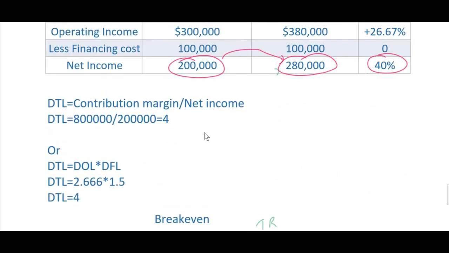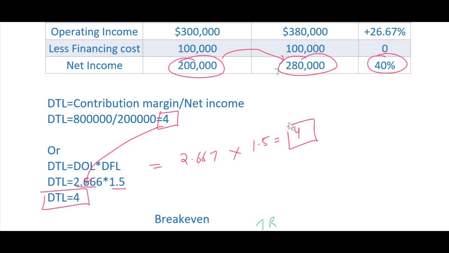So you can be asked both ways. First is the contribution margin divided by net profit. The other way to do this is using the values of DOL and DFL. My DOL was 2.667 and my DFL was 1.5. I get the same value. So 2.66 into 1.5, my DTL will be the same in both cases.